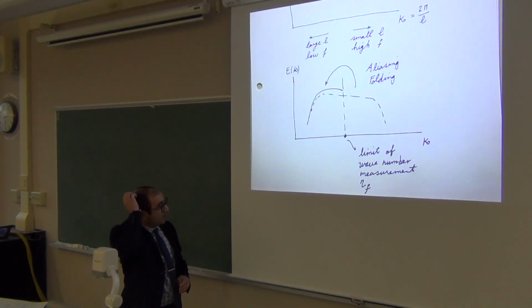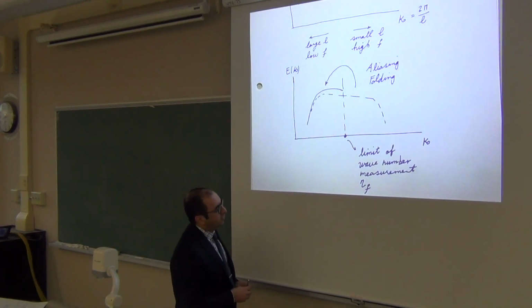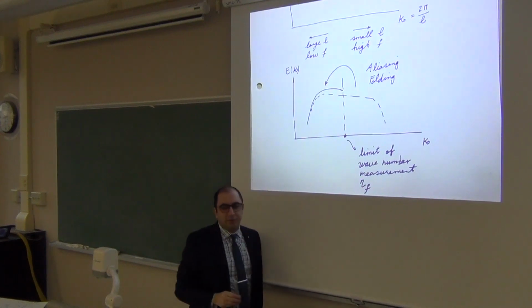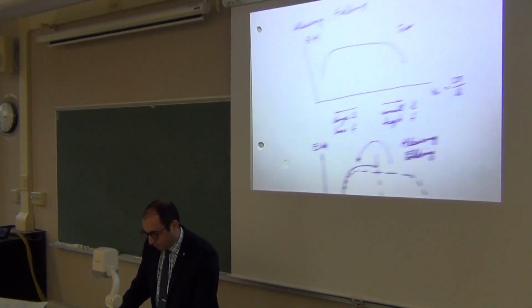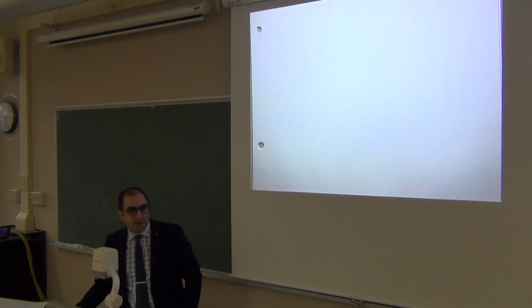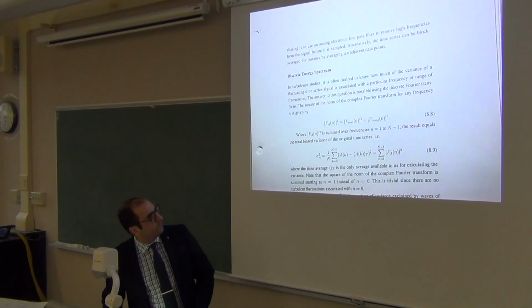Okay, so pictorially, that's what happens to the signal if you do Fourier transform. You can't actually see very high frequencies there. However, those frequencies are actually there in the signal. It's just that I can't measure it. So what should you do?